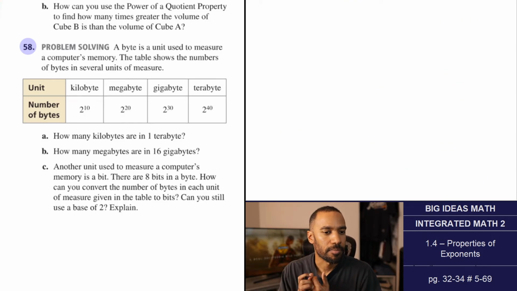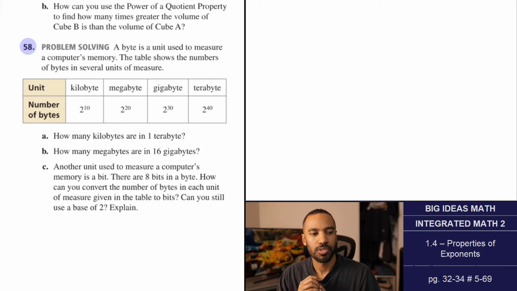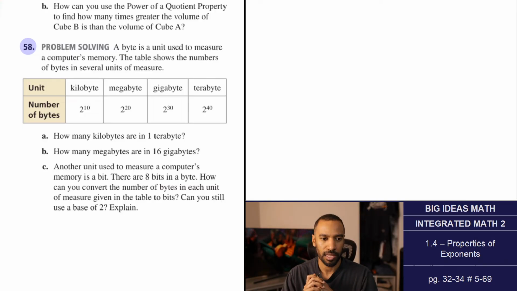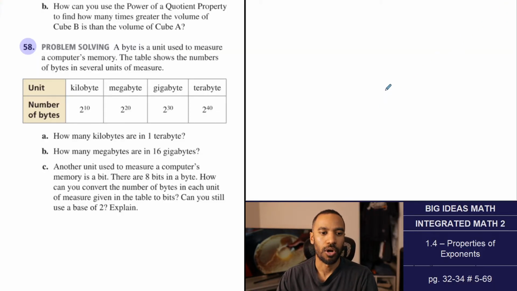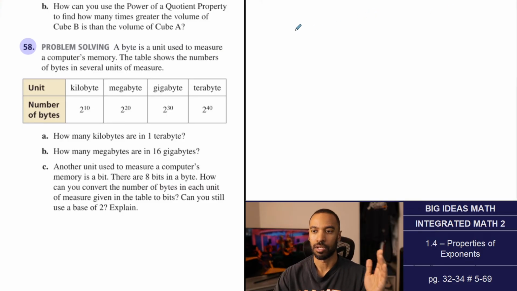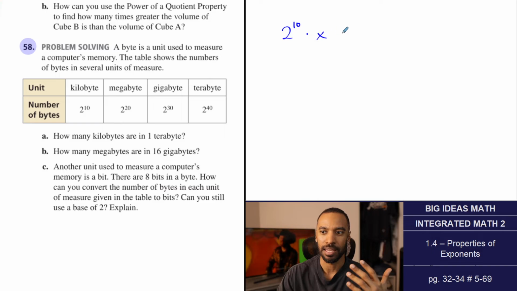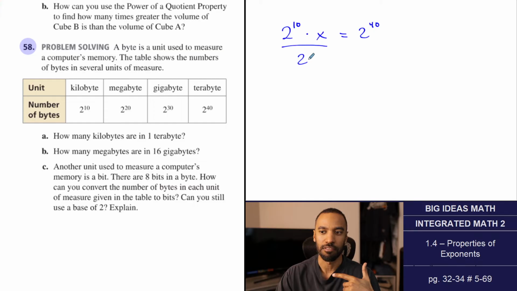Number 58, problem solving. A byte is a unit used to measure a computer's memory. The table shows the number of bytes in several units of measure. So a kilobyte has 2 to the 10th bytes, a megabyte has 2 to the 20th bytes, a gigabyte 2 to the 30th, a terabyte 2 to the 40th. How many kilobytes are in 1 terabyte? If you take a kilobyte's size and multiply it by some number to get a terabyte, how many of them will it take? That's why you have to divide by 2 to the 10th.